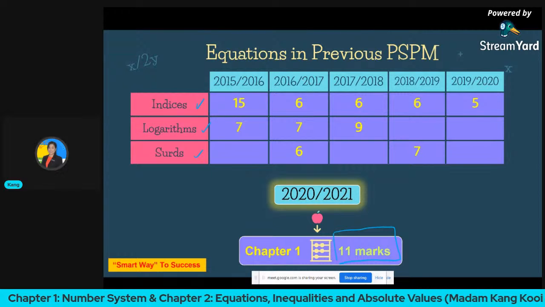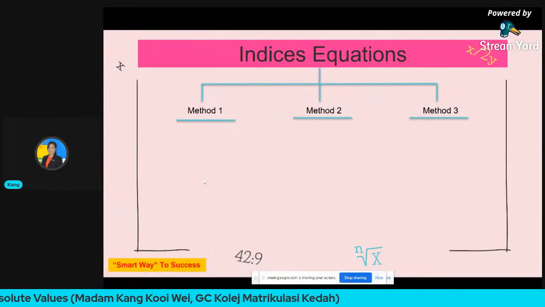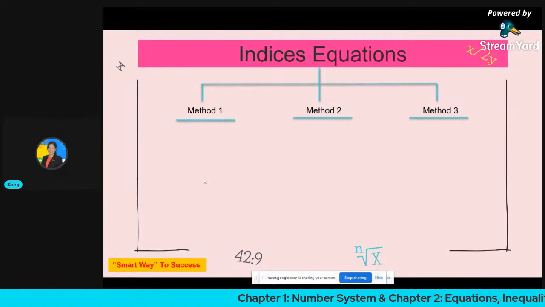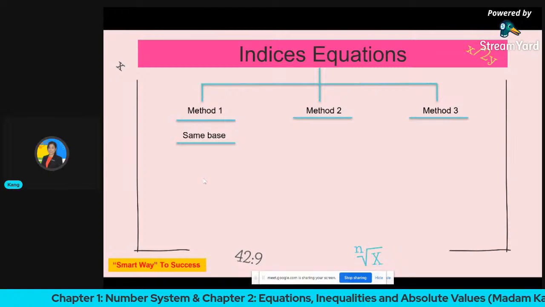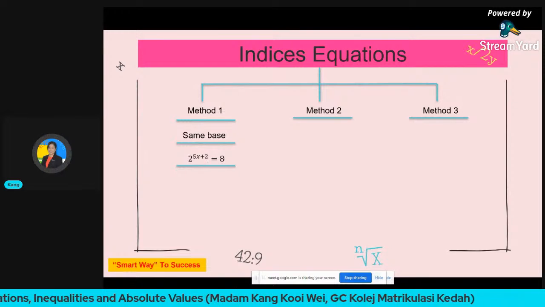Okay, so Madam feels that we need to discuss all these 3 patterns of the questions. So let us look at the first one, equations of indices. Equations of indices, we have 3 methods to solve it. You just memorize it, 3 methods. Okay, so for the first method, when we have the same base, what is the same base? This is an example of an equation of indices with the same base. This 8, we can change it to become base 2.